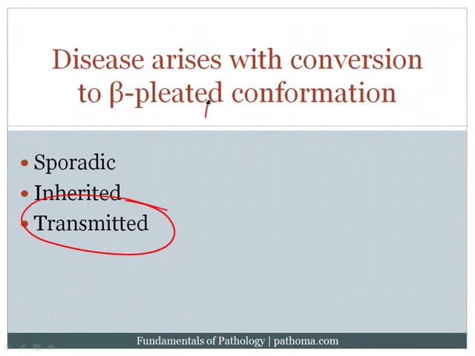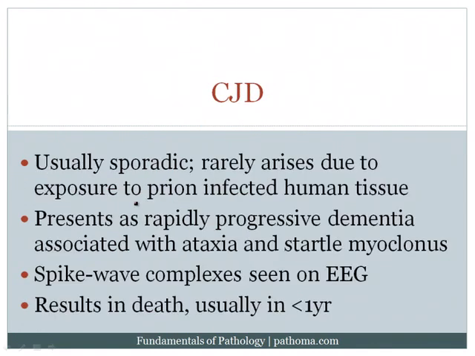And the third way is transmitted. Imagine if you get exposed to the beta-pleated protein, that beta-pleated protein can then go into your brain, convert your alphas into beta, and then eventually cause the disease within the normal brain. And so that would be transmitted, and that's why we classically say that prion proteins can also be infectious, quote unquote.